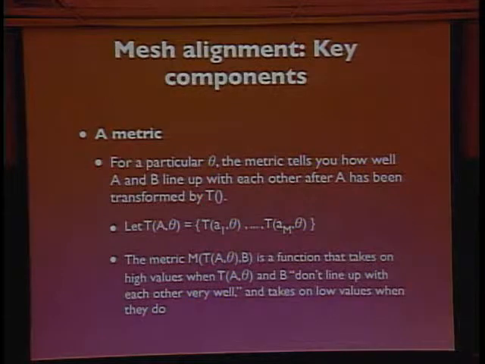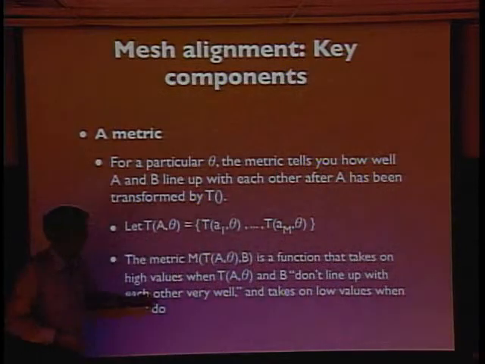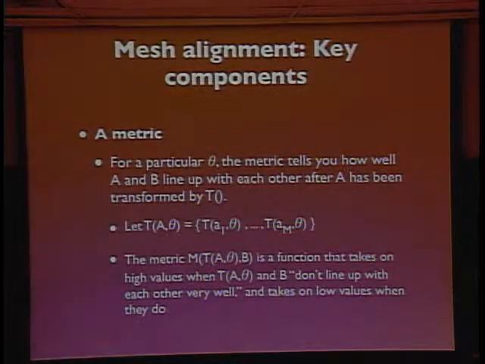And usually what we do is we restrict this to the set of positive real numbers, so that the minimum of m is 0, and the maximum is either infinity or it's some fixed positive value. And the notion here is, like I just said, if the transformation T, which is governed again by theta, aligns A to B well, then the value of m should be minimal. It should be close to 0. If it fails to do so, then the value should be high.